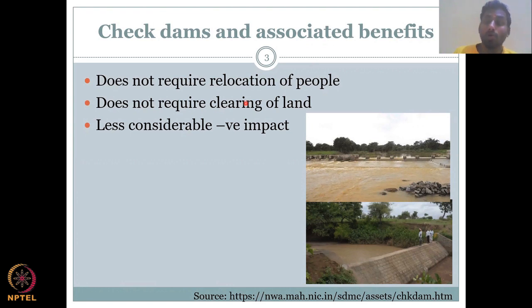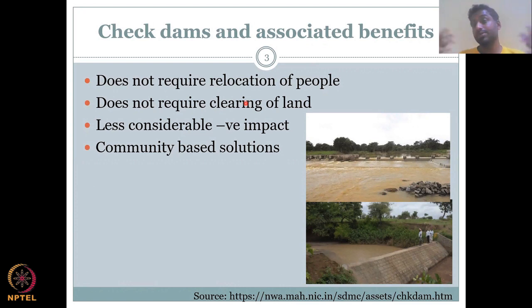But here, overall negative impact is less in a check dam because you don't clear the ecosystem, you don't clear the forest or vegetation. So the birds, animals, everything still remains. Whereas in a big dam, all of those have to be cleared.